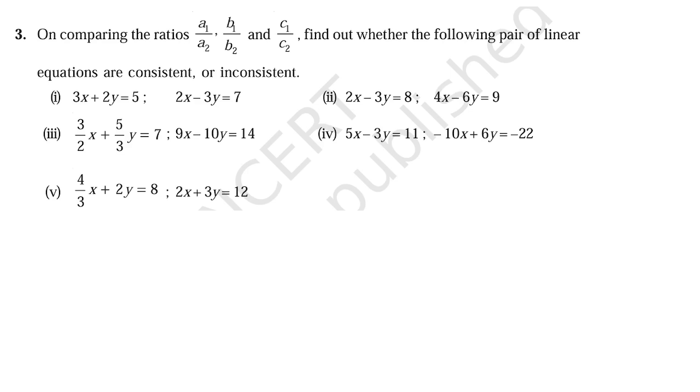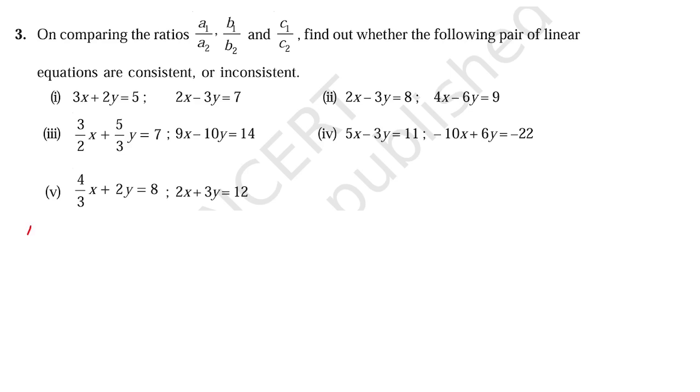The question will be like this. Remember, compare the ratios a1 by a2, b1 by b2 and c1 by c2. Find out whether the following pair of linear equations are consistent or inconsistent. This type of question is very, very important, but you can easily score it.